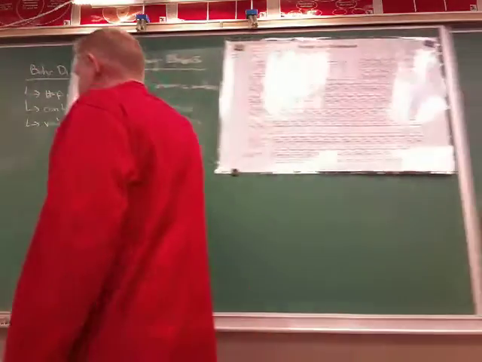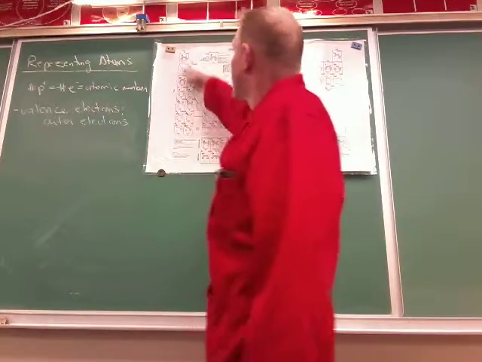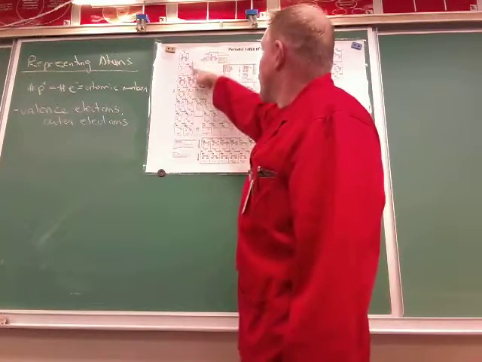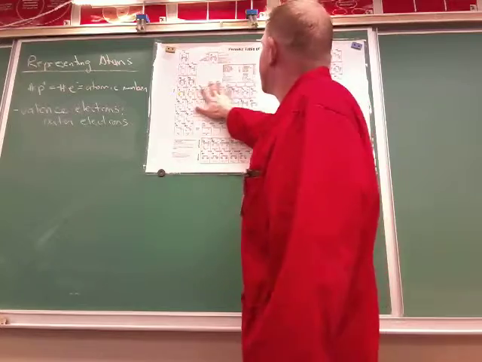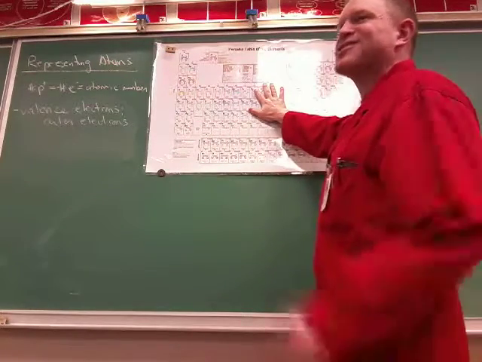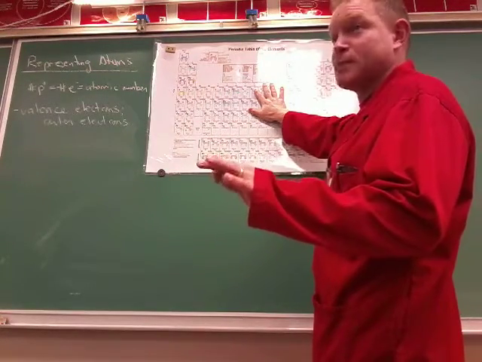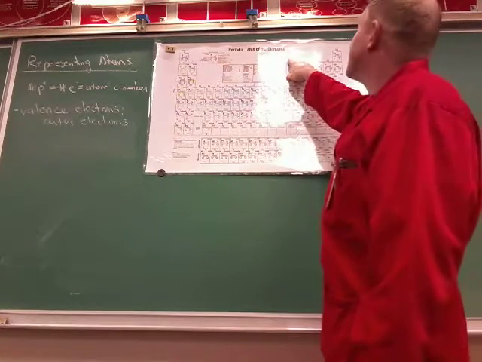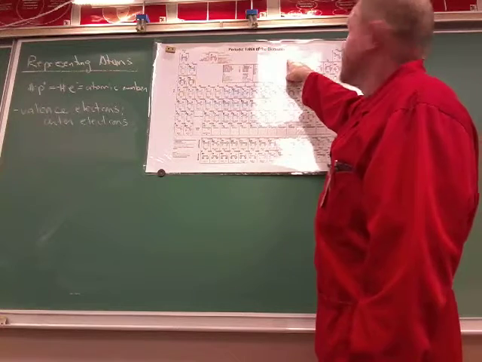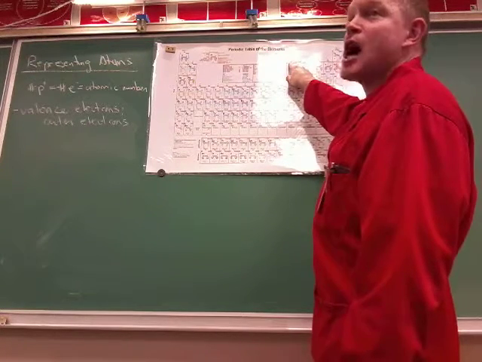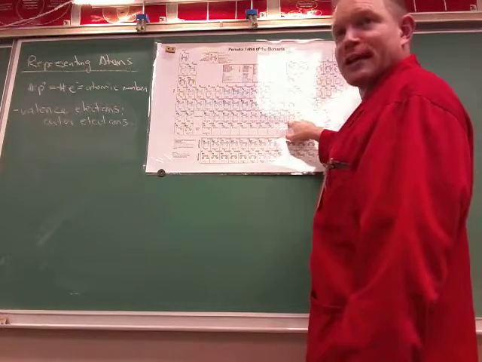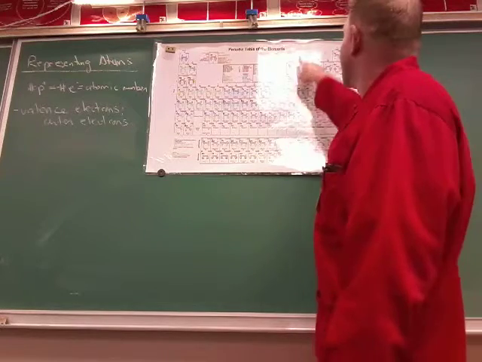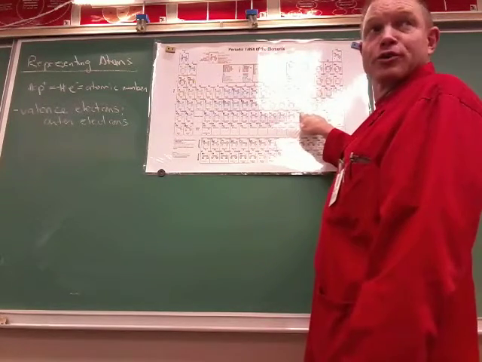So, group 1, group 2. We don't deal with the transition metals because their electrons are very complicated. This is group 13, but we don't involve the 10. So we pretend that the 10 is gone. Three electrons in the outer shell. 4 electrons in the outer shell.